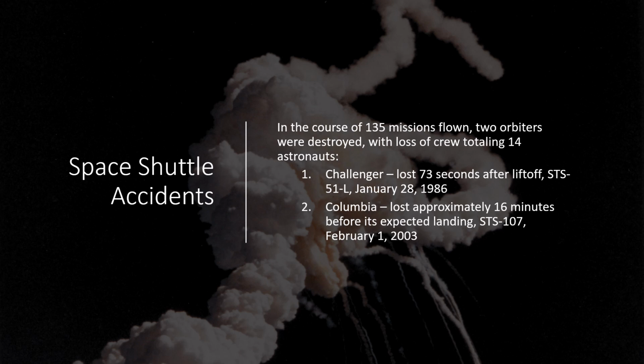The post-development stage of the space shuttle programs faced two significant challenges in the form of space shuttle accidents. In the course of the 135 missions flown by the space shuttle program, two orbiters were destroyed, with the loss of crew totaling 14 astronauts. The first incident was Space Shuttle Challenger, which was lost 73 seconds after its liftoff on the STS-51L mission on January 28, 1986. Later, the Space Shuttle Columbia was lost approximately 16 minutes before its expected landing on the mission STS-107 on February 1, 2003.